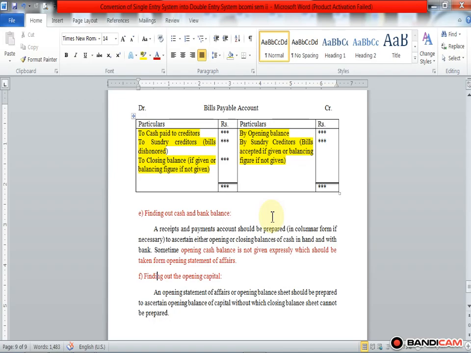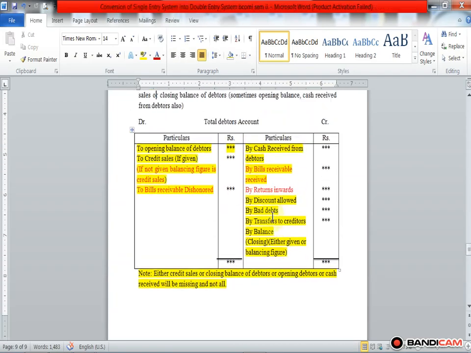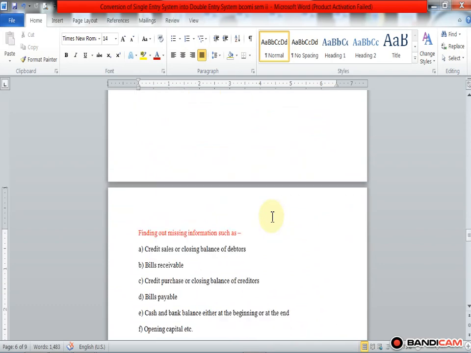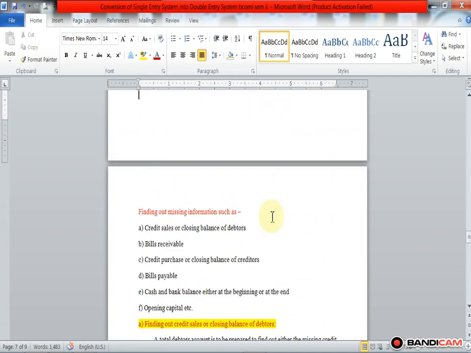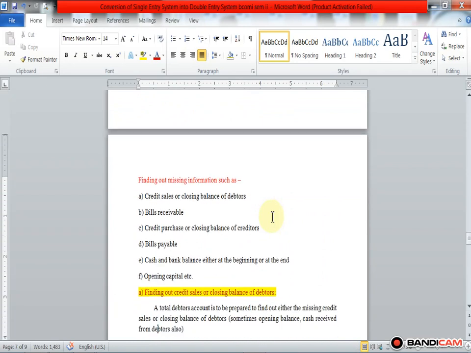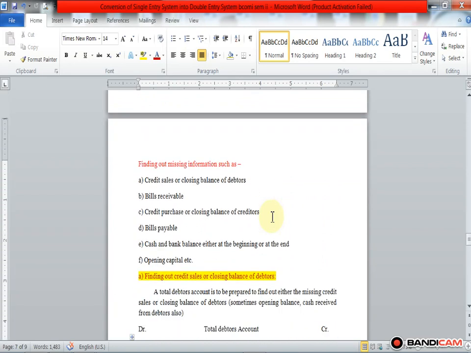So here today we are studying how to find out the missing figures. Okay, and with the help of that working note, by preparing the working note we find out the missing figures, and then we prepare the final statements of the concern.